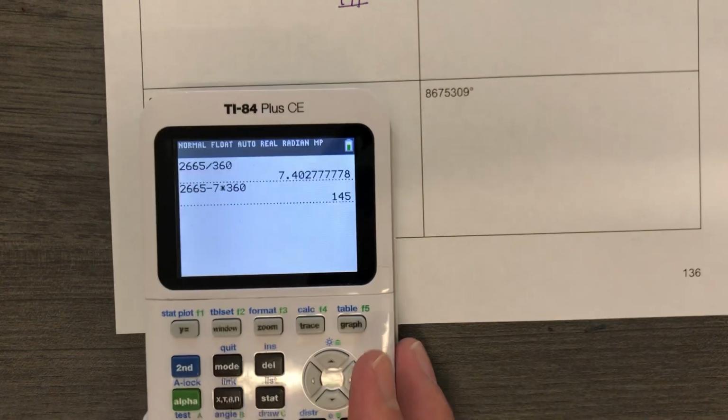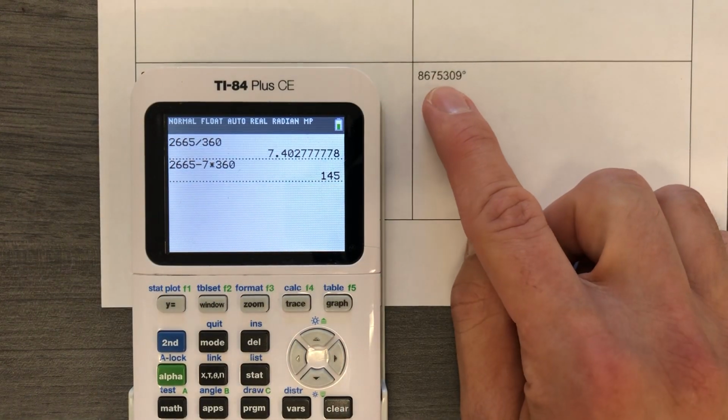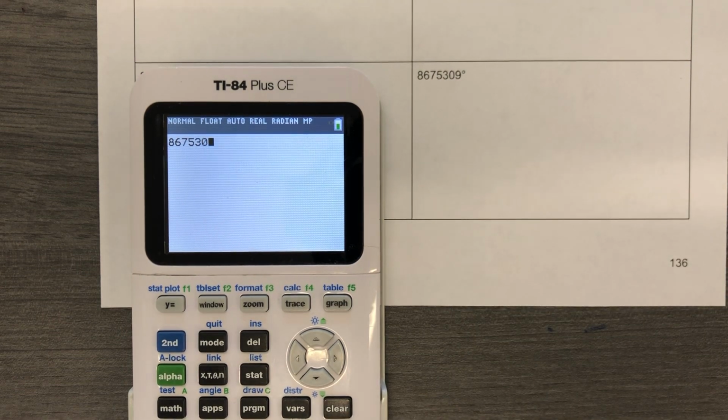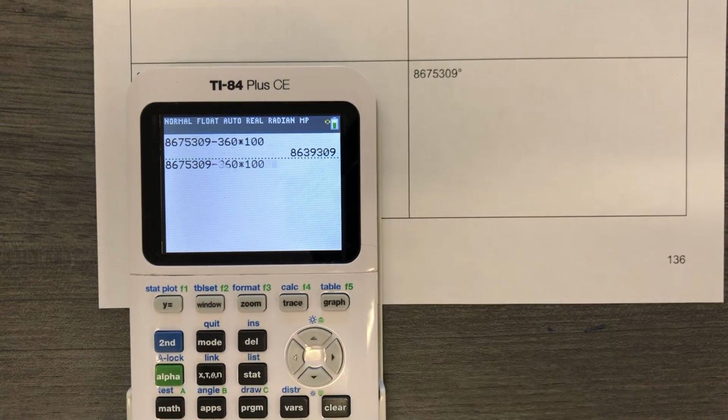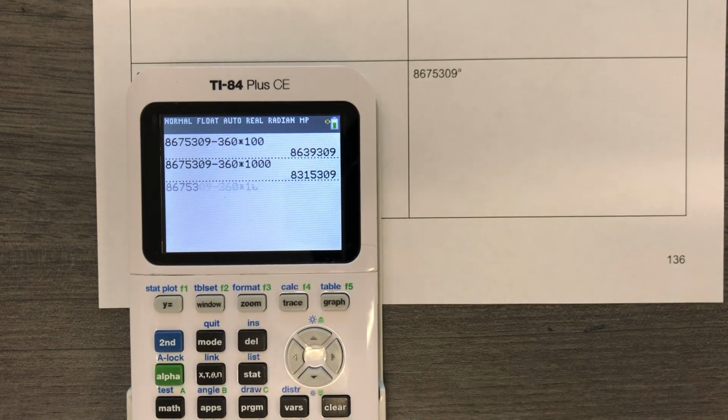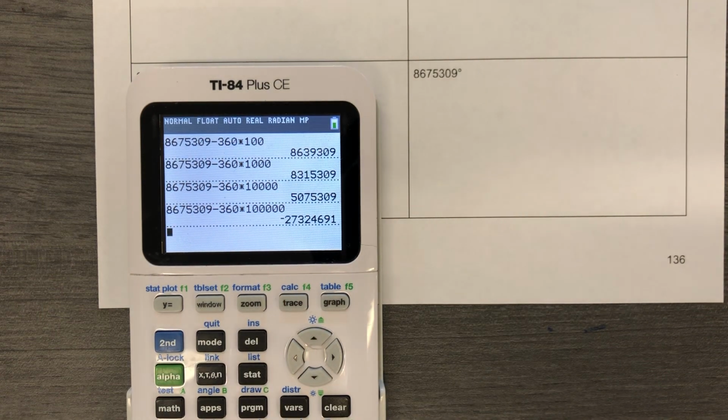So when I get to 8675309, and I subtract 360 how many times? Oh, let's just do 100. Well, yeah, good luck with that. No. Okay, then let's do 1,000. No. Then let's do 10,000. No. Okay, let's do 100,000. No. And see what I mean?